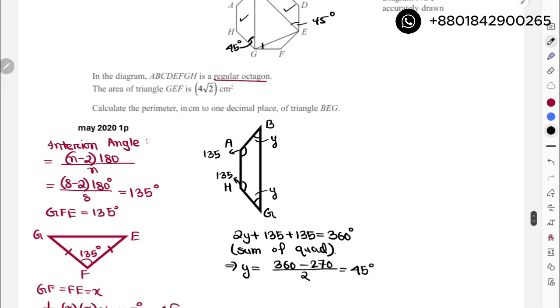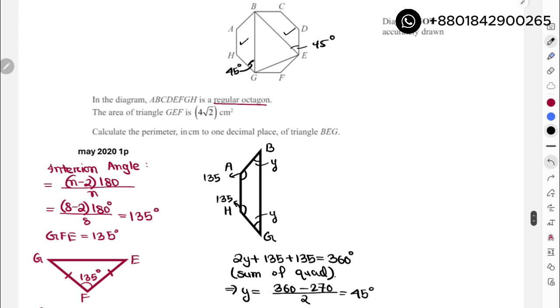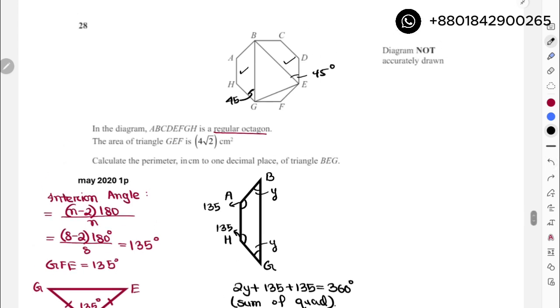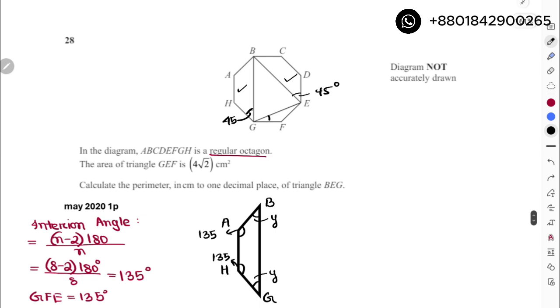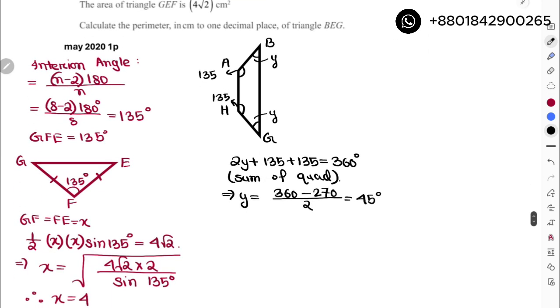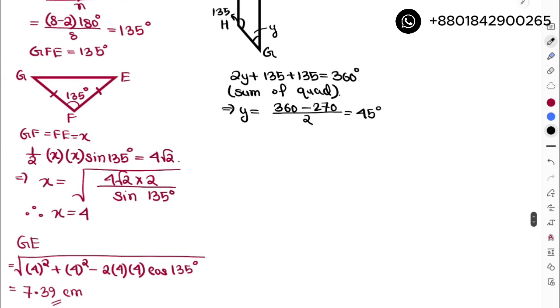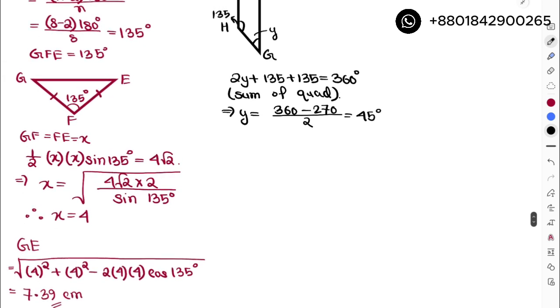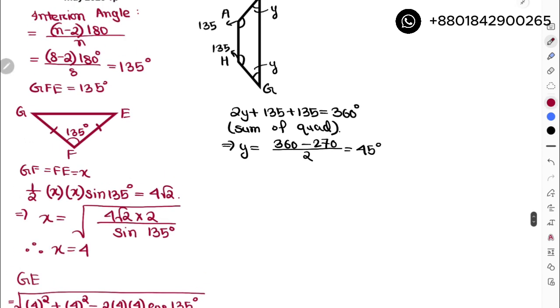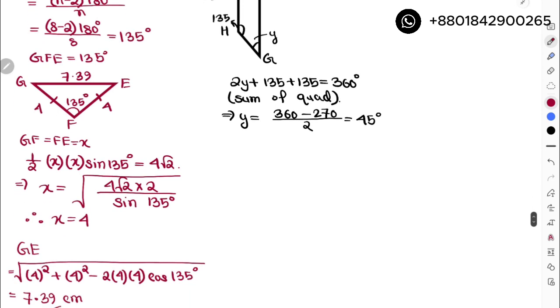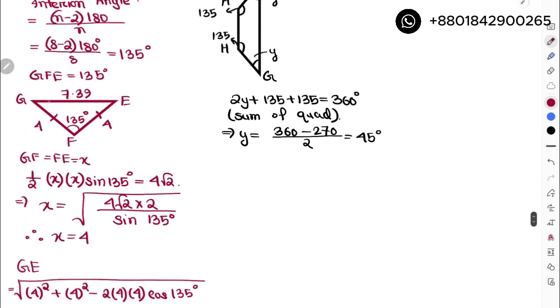Also for that, I need to find out this angle, which was angle FGE. We didn't actually find out any angle there, but now we can. In that reference, I have this length as 4 and this length as 7.39, which I got over here. So GE is 7.39. I can find out this theta using the sine rule.